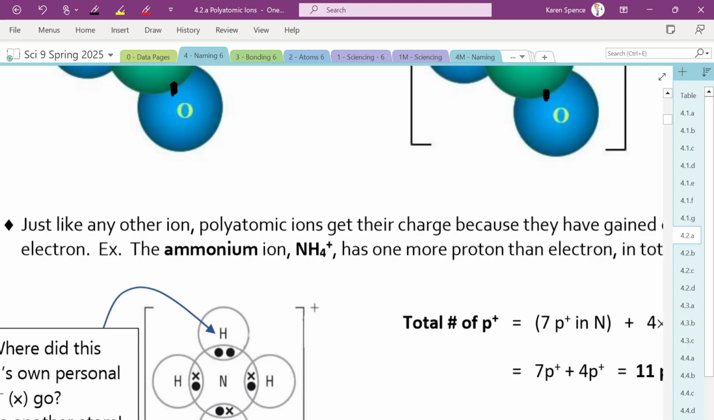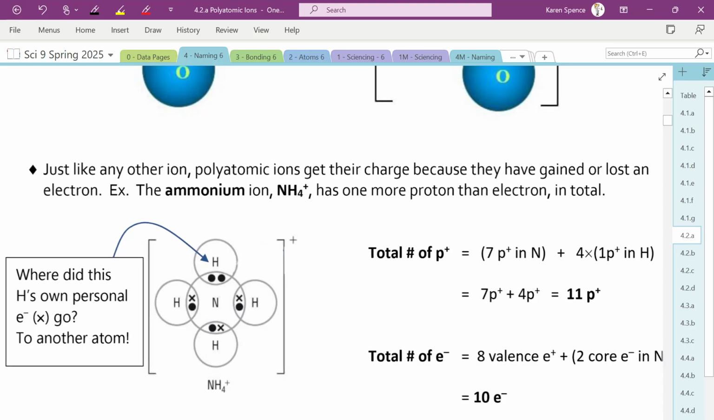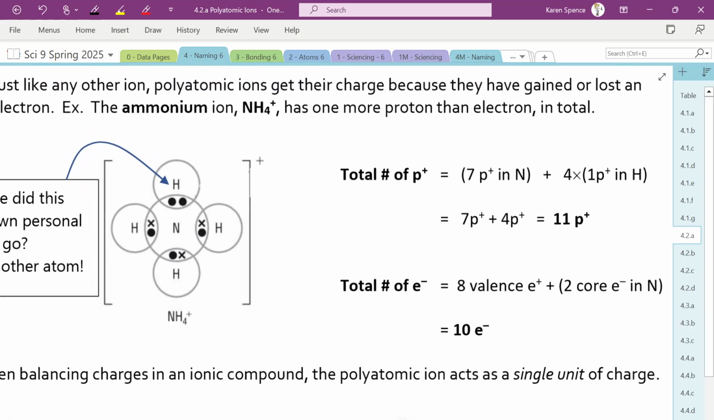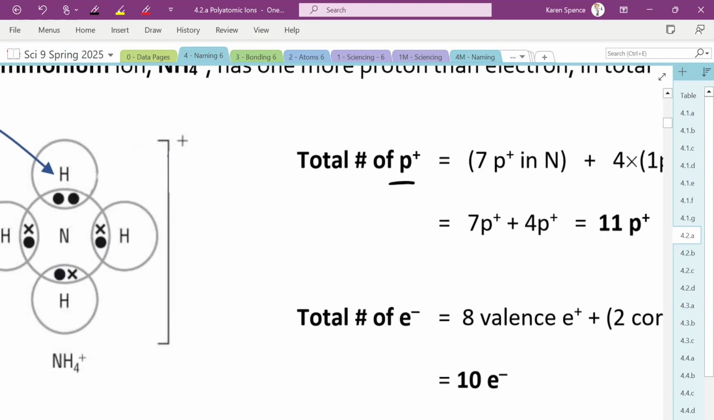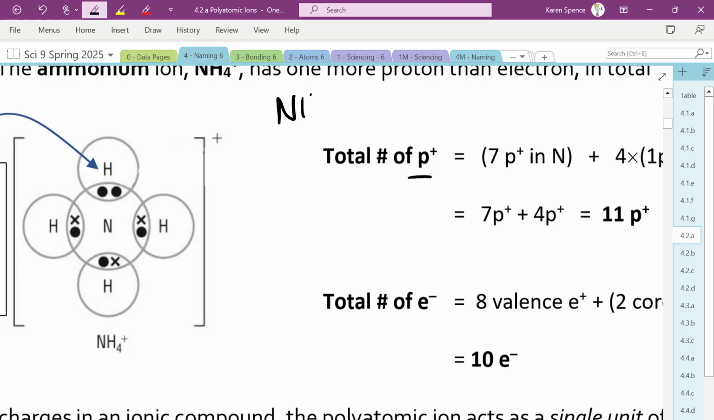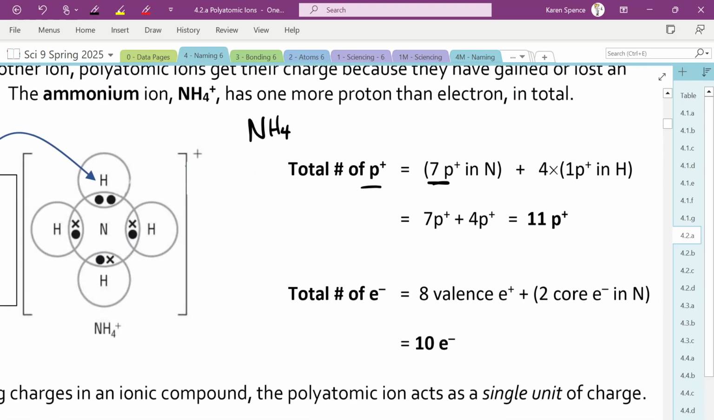Just like any other ion, polyatomic ions get their charge because they have gained or lost electrons. You don't need to worry about this, okay? But if I was to look at my total protons, nitrogen in NH4, nitrogen has 7 protons. Hydrogen has 4 times 1 is 4 protons, and 7 plus 4 equals 11.